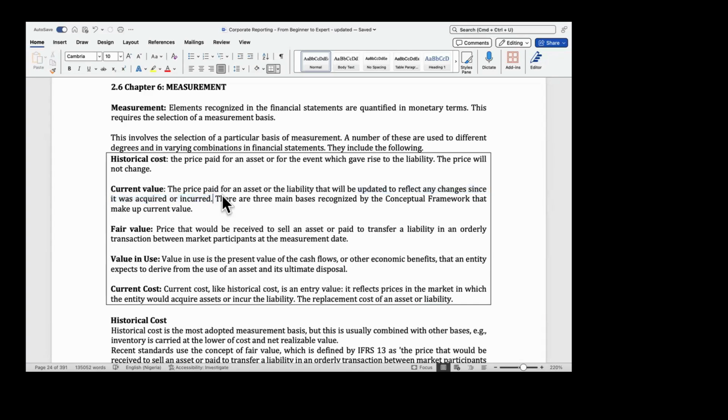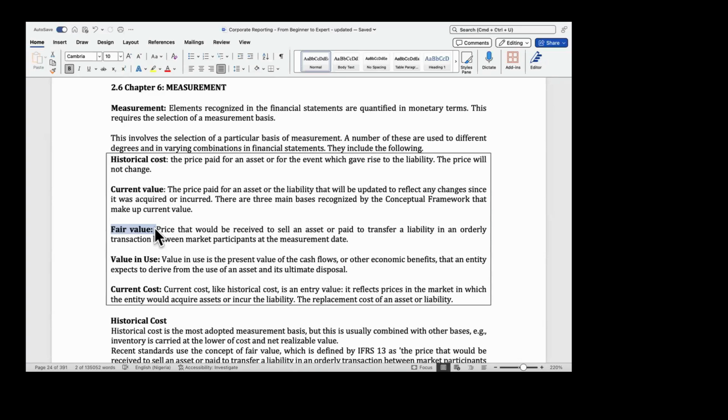So when updating, you don't just update. There has to be a context to it. So there are three main bases for current value. Your current value is either your fair value, or your value in use, or your current cost. So if the context is that you want to sell an asset, then you are going to update that historical cost to fair value, which is the price you want to sell that asset or settle that liability. If the context is that you want to sell, you want to exit, then we're going to be speaking about fair value.